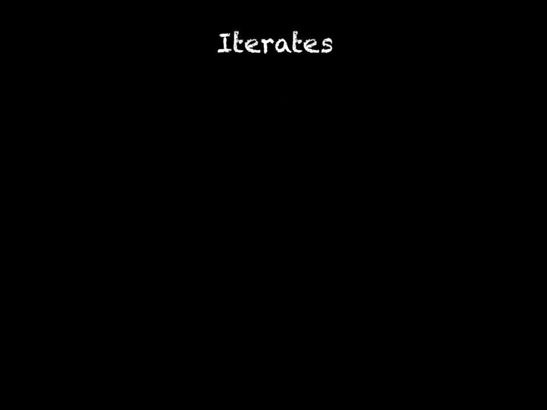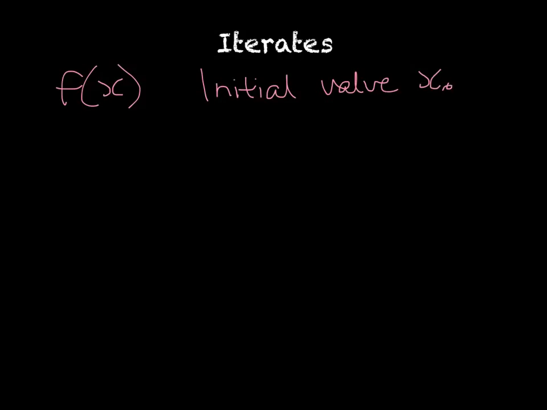Let's say we have a function f of x. We can do something called iterating it. That means that we'll take some initial value x0, we'll plug that into our function, get f of x0. And so the first number that we get out is called our first iterate.